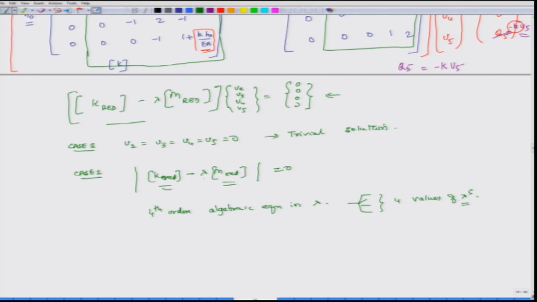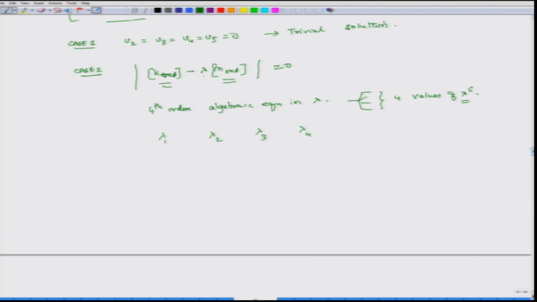Okay. Now, once I get that lambda, so I get 4 lambdas, lambda 1, lambda 2, lambda 3, lambda 4. But what is our goal? We have to find u, right? We have to find u, that was our goal. So, we have found these lambdas. Next what I do is I consider lambda 1 and I plug that lambda 1 in k reduced minus lambda 1 m reduced times this reduced vector u2, u3, u4, u5 equals 0.